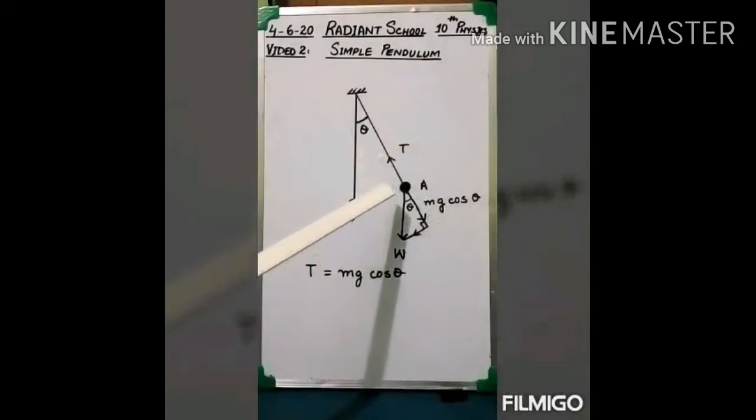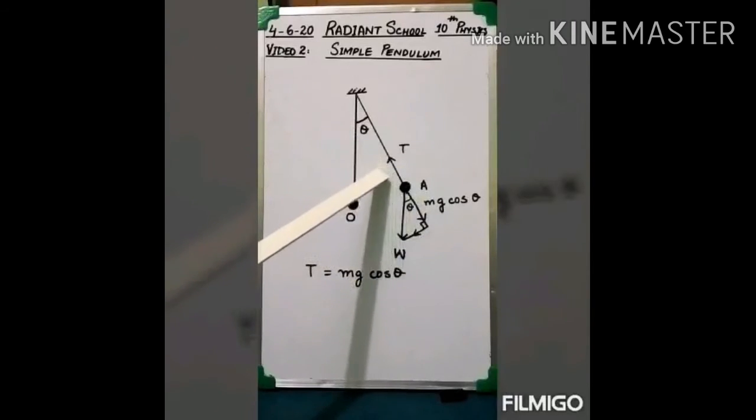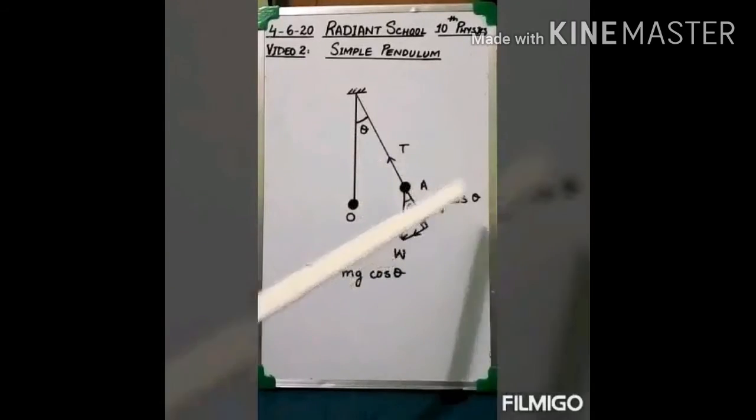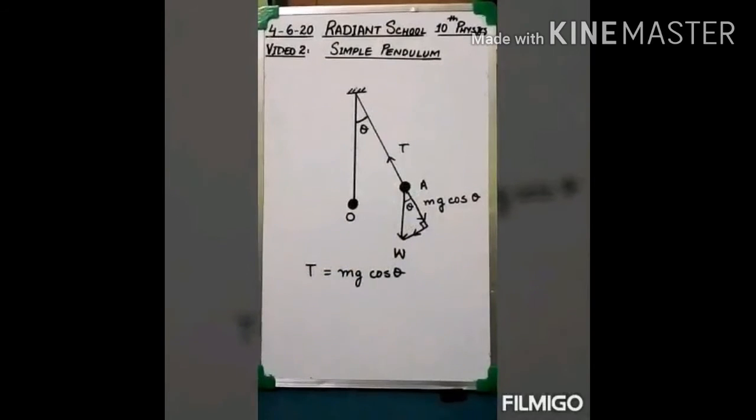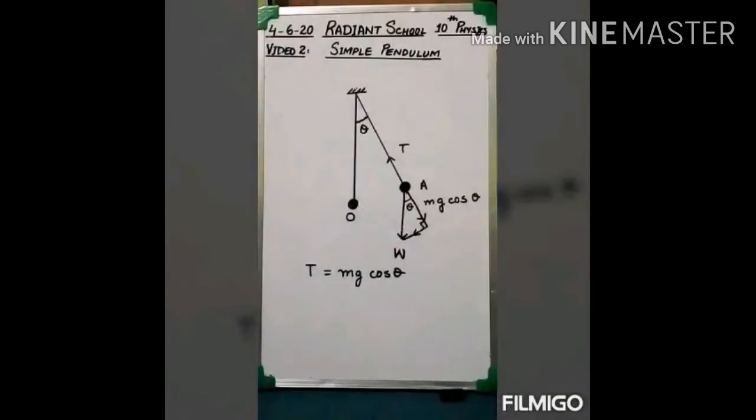If you check this pendulum, whenever you will displace, it will never move upward nor it will move downward. It means that now tension is balanced by this component of weight, that is mg cos of theta. So as no motion is along this line, they are equal and opposite to each other.